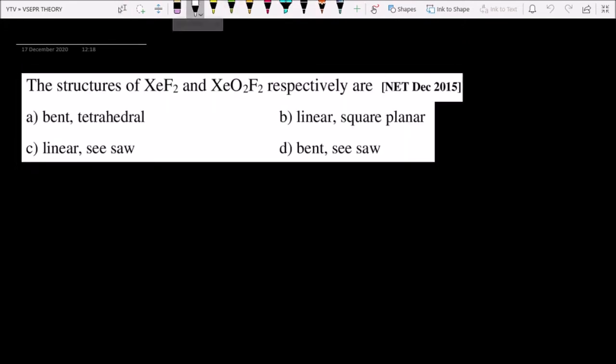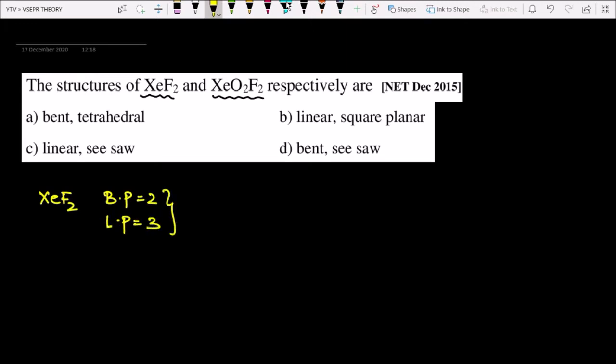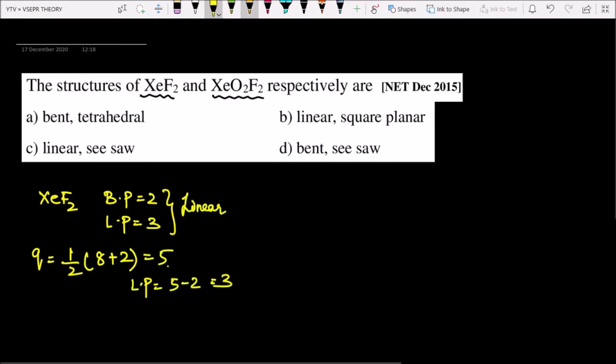In this question, they are asking us to find out the structures, which means the shape, of XeF2 and XeO2F2. Fine. So in case of XeF2, bond pair is equal to 2 and you will have 3 lone pairs. I've already done it previously, or else I can do it and show you: half into 8 plus 2. So it's going to be 5. So quotient is equal to 5. So the lone pair is equal to 5 minus 2, so it's going to be 3. If it is 2-3, the shape is going to be linear. So XeF2 should be linear.